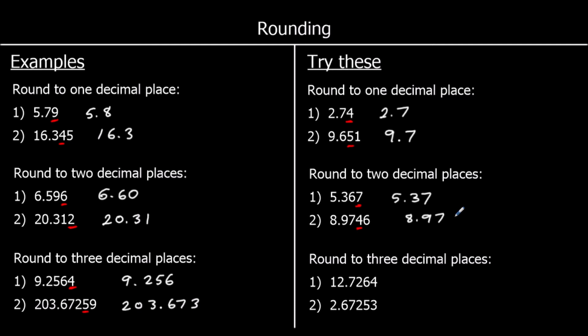And rounding to 3 decimal places. So we want 3 numbers after the decimal point. Then look at the next one. Is it 5 or above? No. So leave it as it is.